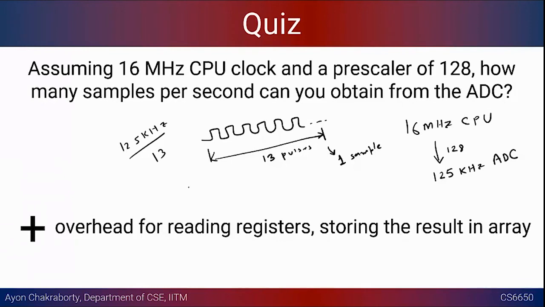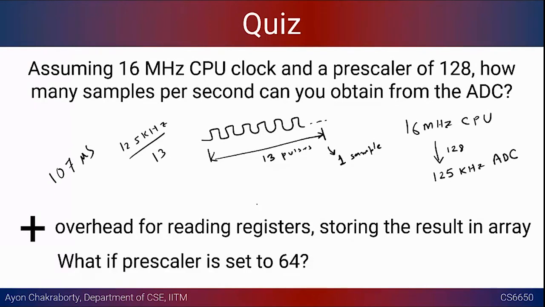And that is the theoretical limit. Then you will have an overhead for registers and so on. Normally, if you are using a 128 prescaler, it will take approximately 105 to 106 microseconds, or with some overheads it will become something like this. So this is the theoretical value, assuming absolute efficiency in reading the data. Plus there will be some overhead in reading the registers that will take some time before you enable the next conversion, and then you have to store the result in some array and so on. So that will take time.